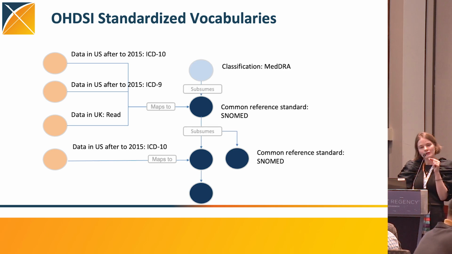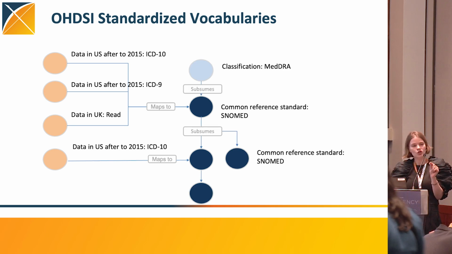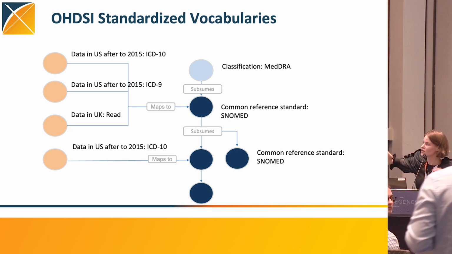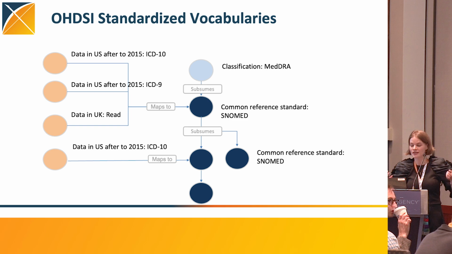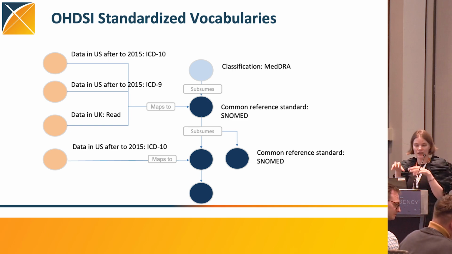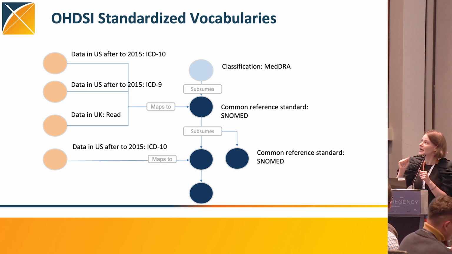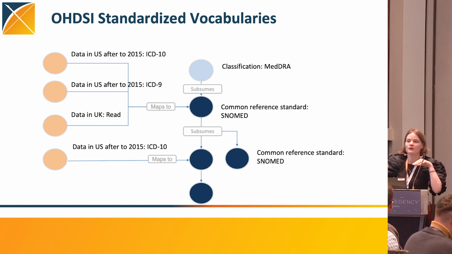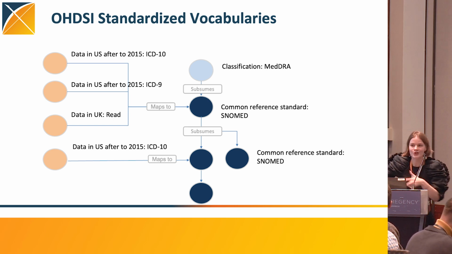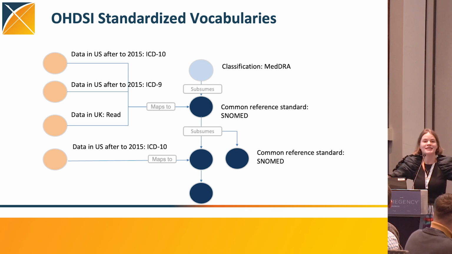And luckily enough, these common reference standards also provide us with the hierarchies so that we can easily navigate and get the groups of codes that we want. So SNOMED, for example, is organized in a very nice hierarchy that sits in the OHDSI vocabularies. And we also have some classification terms to help you even more. And in this tutorial, we will be focusing on these structures and how to use these structures to get the concept sets to identify patients of interest.